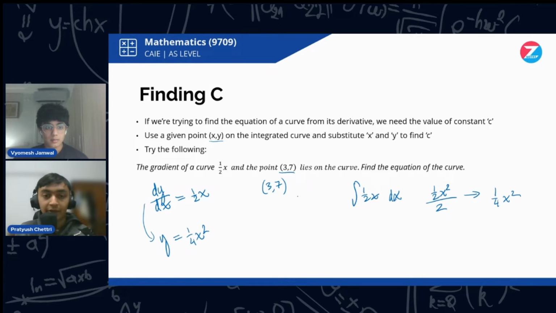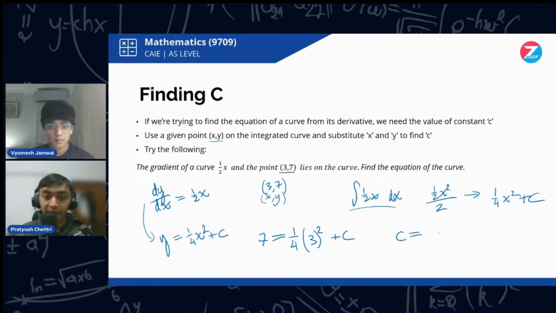and this point lies on that curve. So what do I do? I substitute in x, y here. So 7. Oh, wait. Plus c, guys, remember. Because it's an integral. Plus c. And so I now put in my values of x and y. 7 equals 1/4 times x, which is 3, 3 squared plus c.